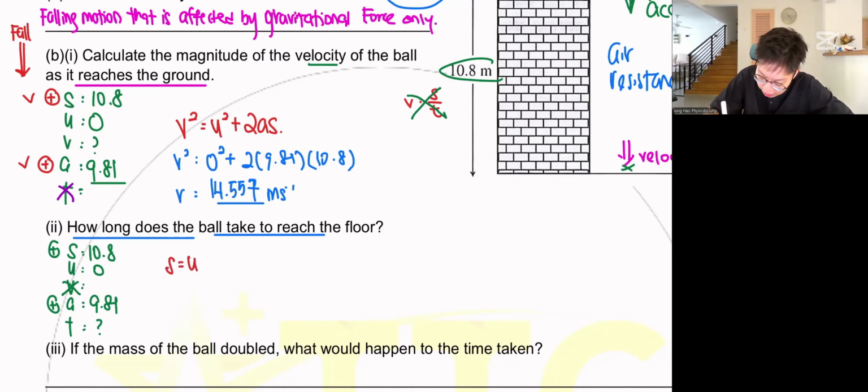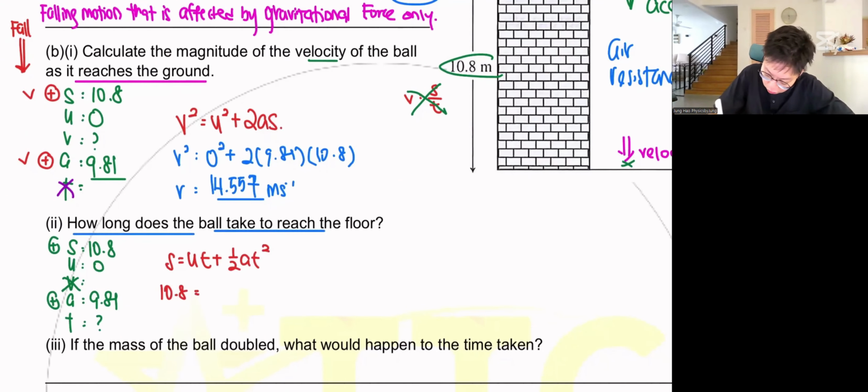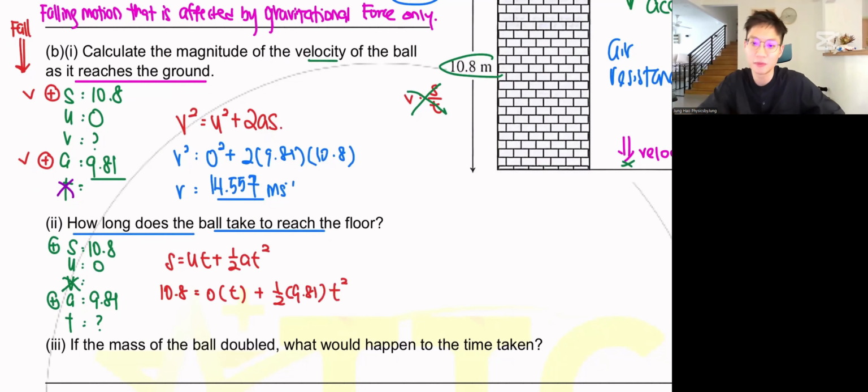So now with no v, I can use s = ut + ½at². So 10.8 = 0 multiplied by t + ½ × 9.81 t². Okay, guys, can you help me to calculate how much my time is? It will be 1.484, or 483? Sure or not? Not bluffing me, right? 484, okay, correct. 1.484 seconds.